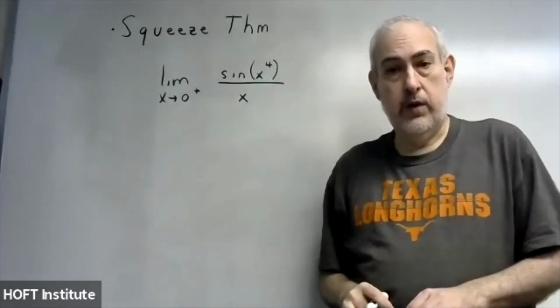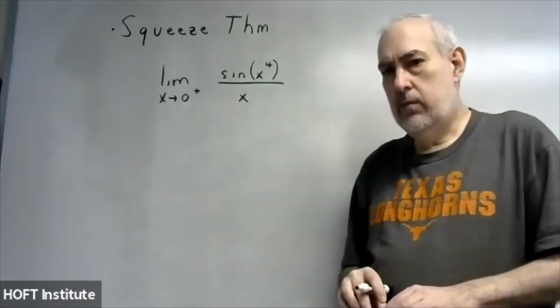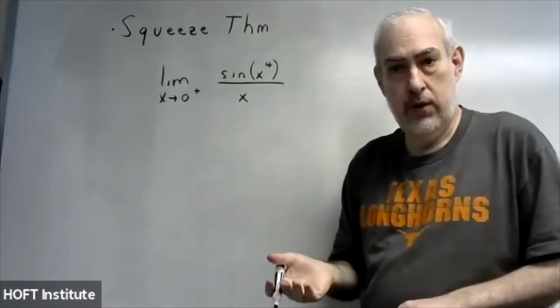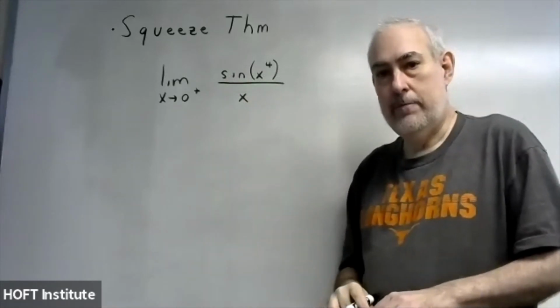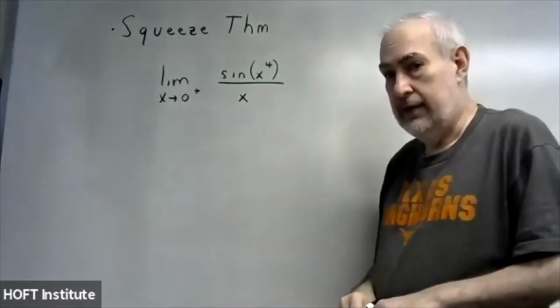All right, so here's another example of a problem that we're going to use the squeeze theorem on. Except we have one little annoyance: this is not sine of x, it's sine of x to the 4th. So what are we going to do about that? And you'll see why I did 0 from the right a little bit later.